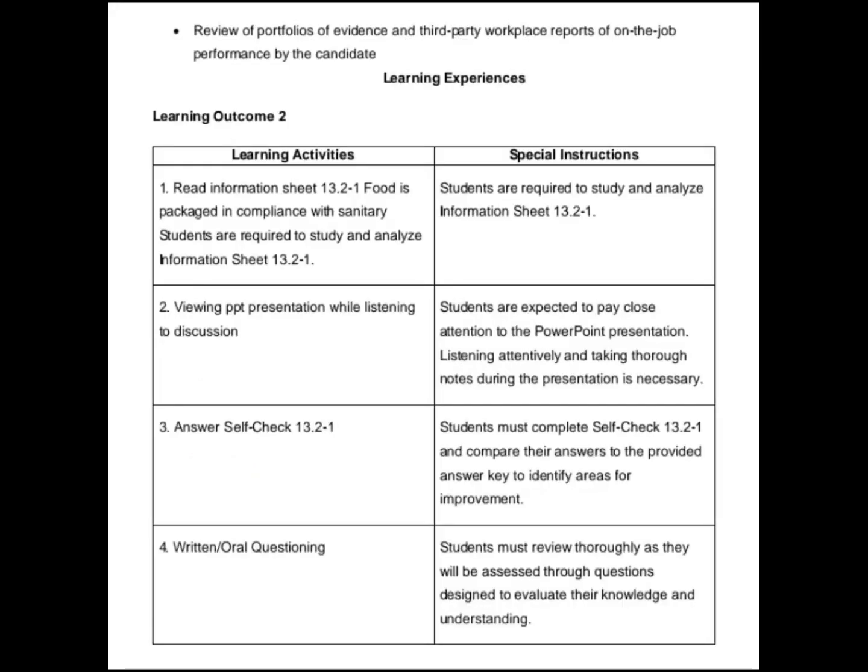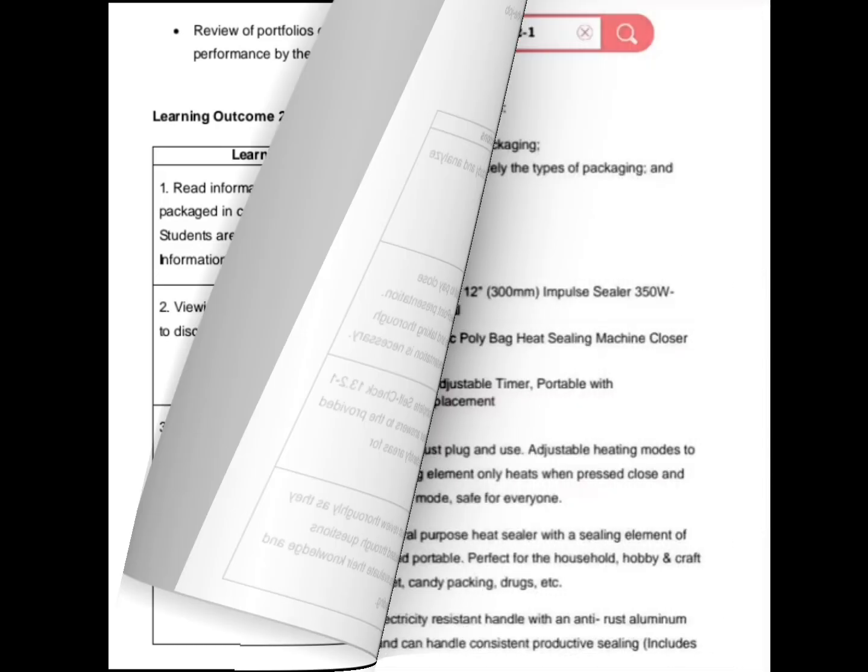Now, let us proceed to the learning experiences of learning outcome number 2. The learning activities here are those in the session plan: read information sheet, PPT presentation, answer self-check, written and oral questioning. And for the special instructions, we ourselves made or provided these for the students so they know what they should do in the learning activities.